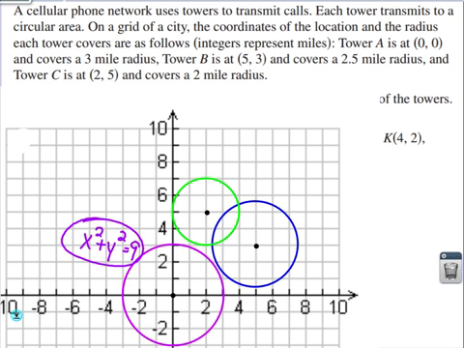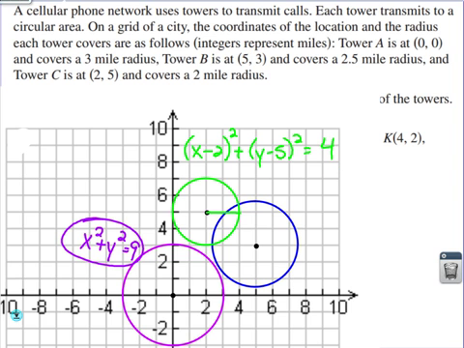The green one has been moved. It's been moved right 2, it's been moved up 5. In order to move it right 2, we're going to have to do x minus 2 squared, and in order to move it up 5, we're going to have to do y minus 5 squared. Perfect. Everybody catching on, right? It has a radius of 2 miles, so it's going to equal 4.